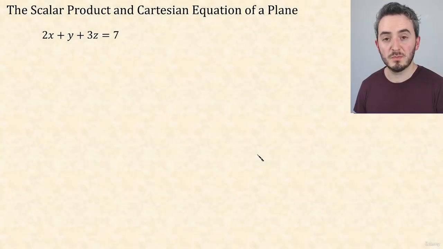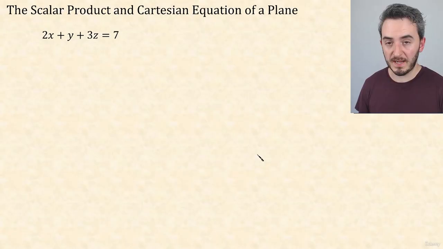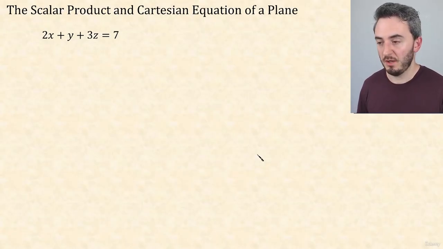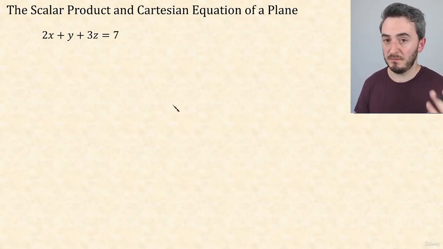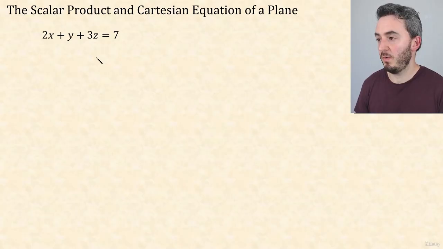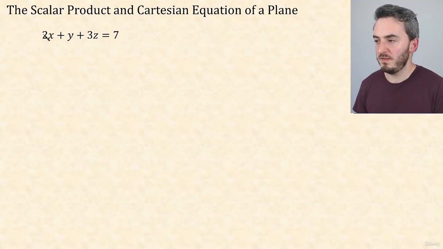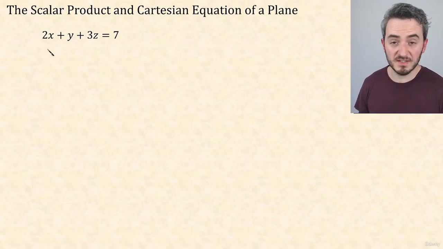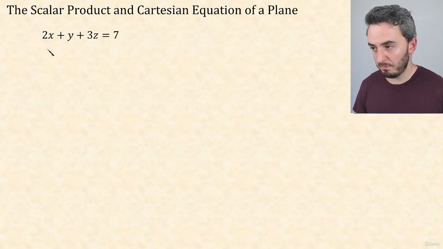In this video, we're going to explore how the scalar product relates to the Cartesian equation of a plane. So in the previous video, we had a vector equation of a plane, and we showed it was equivalent to this Cartesian equation. Now, obviously this looks fairly familiar. Some x's plus some y's plus some z's equals a number.